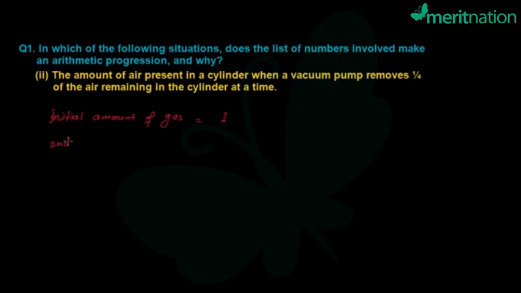Second amount, when 1/4 is removed, second amount of gas will be, since 1/4 is being removed, so 1 minus 1/4 will be there, right? Because whatever is removed should be subtracted from the whole. What is remaining is 3/4. And third amount of gas. So once again we have to subtract 1 by 4 from this. 3 by 4 was remaining. Now 1 by 4 is again removed of the air remaining in this.